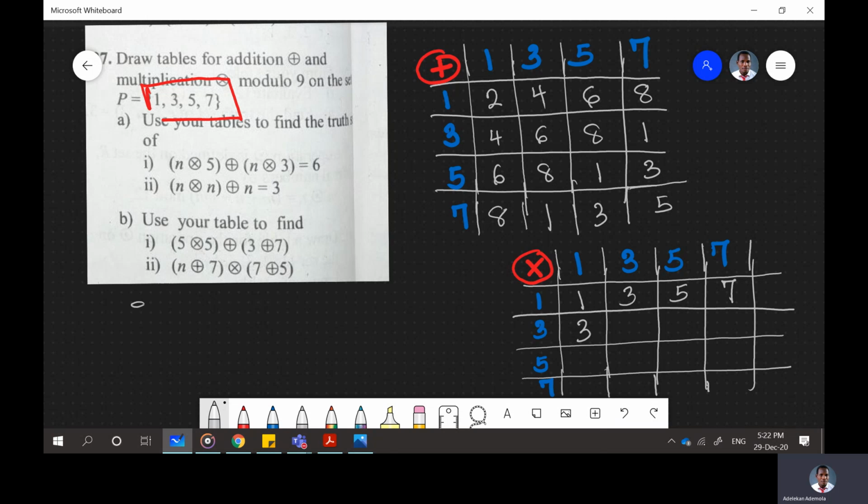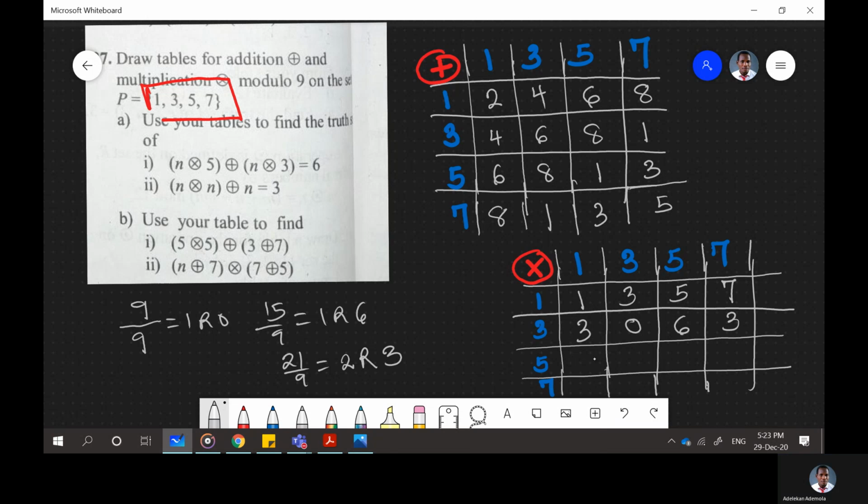But let me show it again in case you've forgotten. That will be 9 divided by the modulus, which is 9, which is 1, remainder 0. So this is 0. 3 times 5 is 15. 15 over 9 is 1, remainder 6. So this will be 6. 3 times 7 is 21. 21 divided by 9 is 2. That's 18, 19, 20, 21, so the remainder is 3. So this will be 3 here.